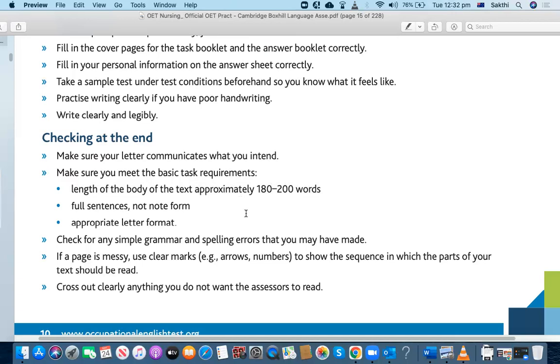But do not unnecessarily provide words in your letter that can drag the word length to more than 220 words.